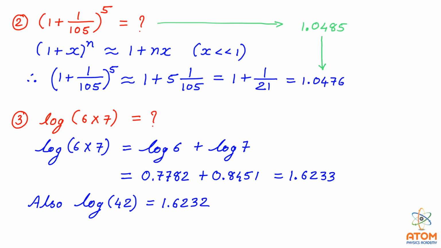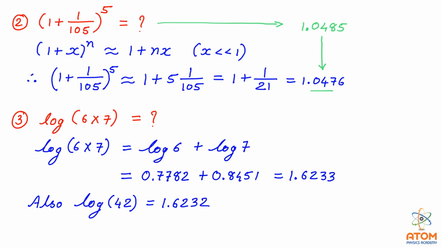There is a difference, you can see at the third decimal point we are having 7, but in the correct answer it is 8. So there is a difference of 0.001 or something like that. This difference is obvious because in the binomial theorem we have considered only the first two terms, and the rest of the terms are ignored. That's why there is a little difference.